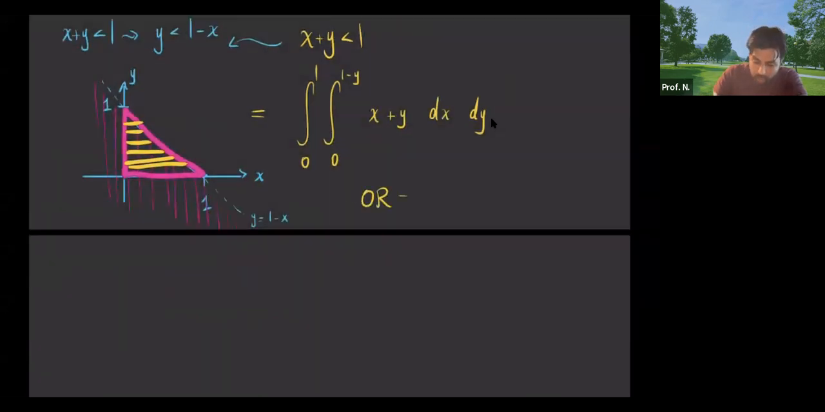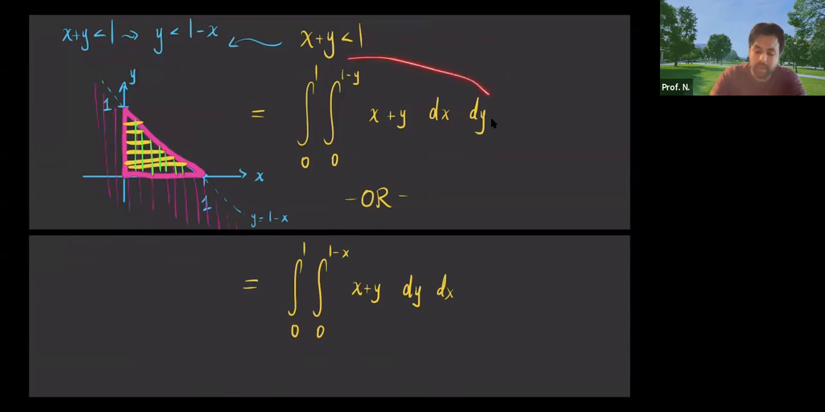Or we can do it this way. We can cut it up this way. And when we cut it up that way, we get this instead. Now this is dy first. The y goes from 0 to 1 minus x. Do you guys see that? And then the x values go from 0 to 1. Do you guys see the difference in how I approach this double integral compared with that double integral?